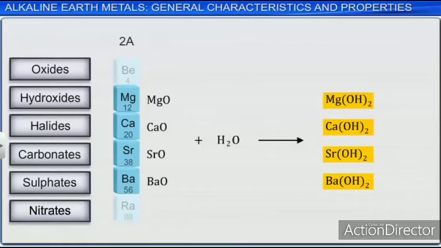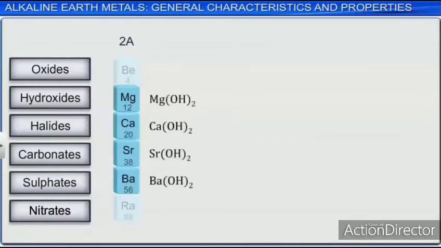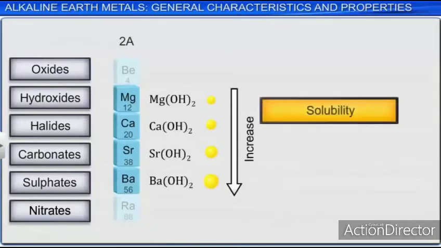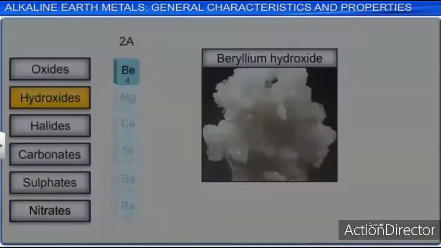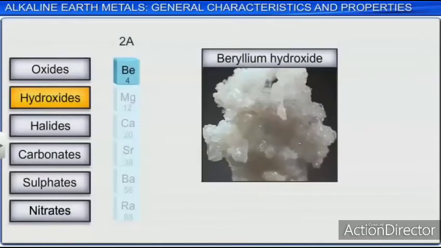These hydroxides have low solubility in water and are less basic than the group 1 metal hydroxides. In general, for the group 2 metal hydroxides, as the atomic number of the metal increases, the solubility, thermal stability, and basic character all increase.